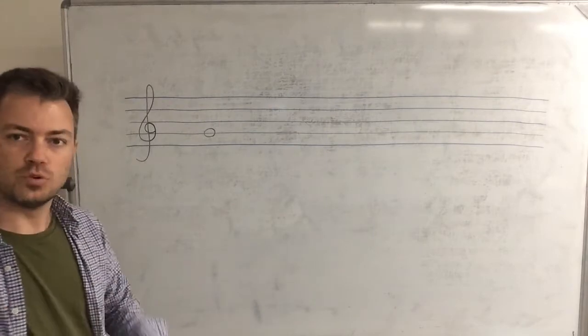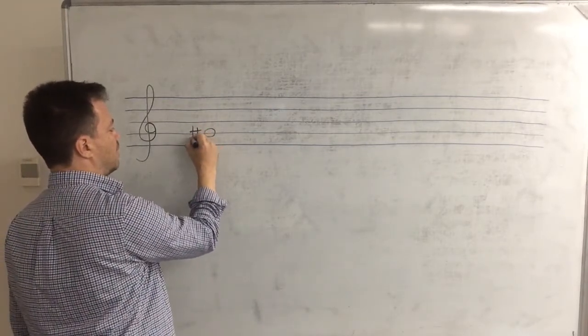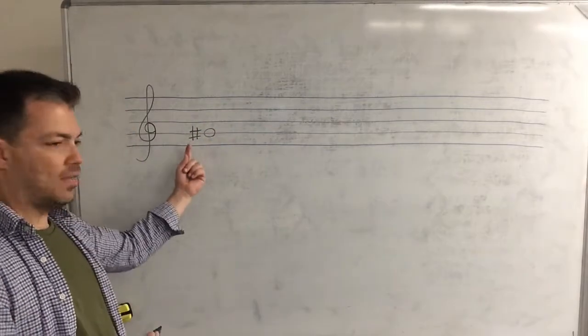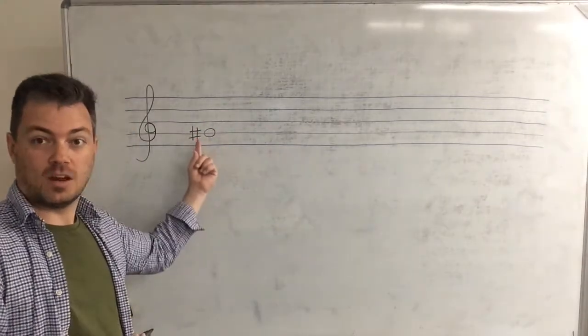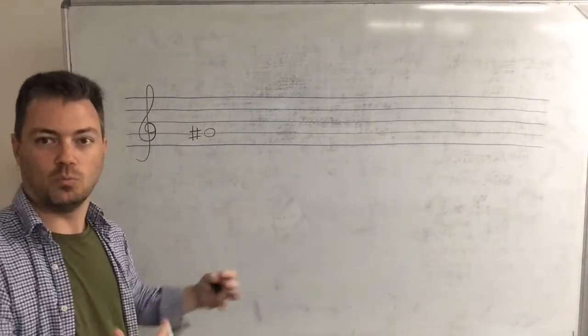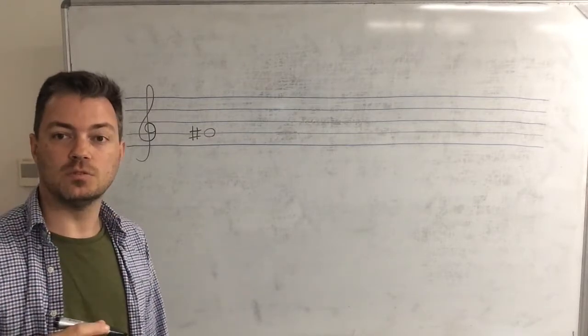Okay, let's go through a sharp first. So a sharp looks like that. It's like a hash or a hashtag. Okay, so that is what a sharp looks like. That is going to be a black note on the keyboard. A sharp, here's the important bit. What is a sharp? A sharp makes the note slightly higher in terms of pitch.